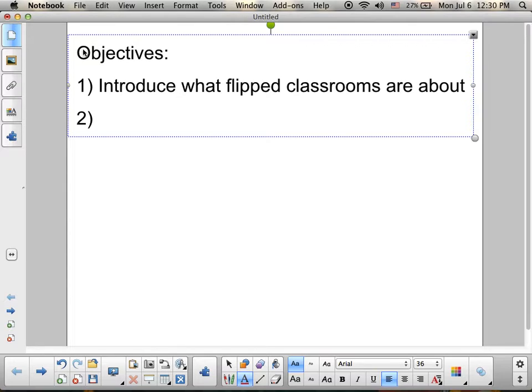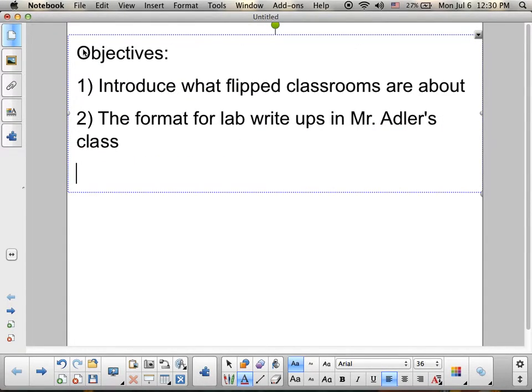And so the second biggest objective of all in this lesson is the format for lab write-ups in Mr. Adler's class. You've probably seen formats from other classes in high school, earth science, bio, chem, or an elective, and they're all pretty close to what I'm going to show you, but they might not be the same. This lesson is to show you what I want, which is what I will consider acceptable, so that you know what it's supposed to look like.